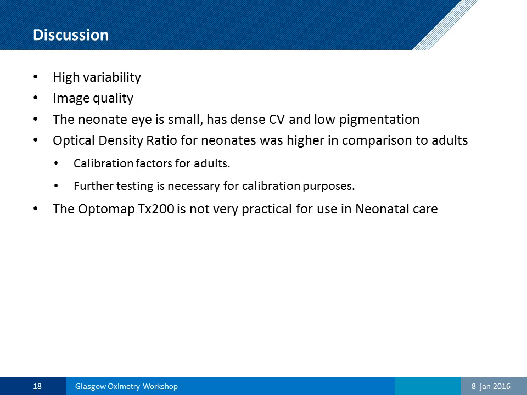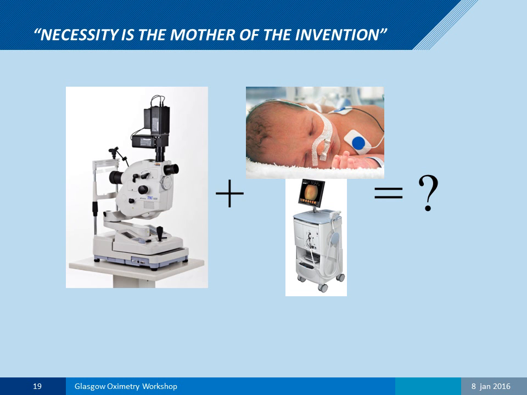However, the Oxymap Ophthalmoscope 200 is not very practical in neonatal care. It's a huge machine, it's loud and noisy, and you can't take it into the neonatal intensive care unit. So there was a problem. Therefore, we wanted to create a camera with dual wavelength oximetry, which we can use for screening purposes and which is applicable in neonatal care.